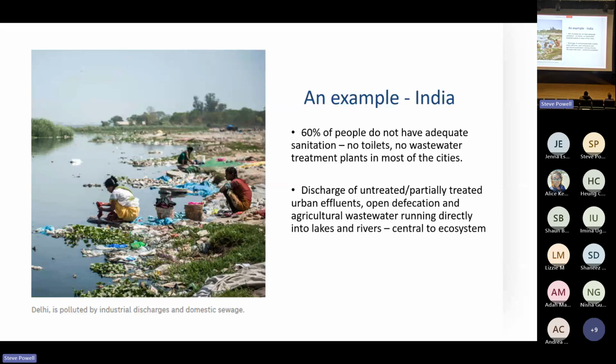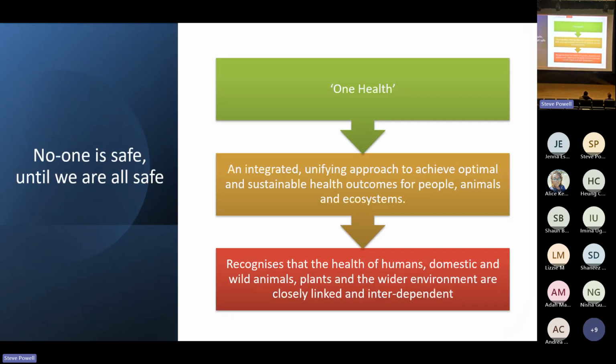A very sad example, and actually it is India, and a lot of the data does suggest that in many ways India is an epicenter for the issue of antimicrobial resistance, accepting that it is a worldwide problem and we're all in it together. 60% of people do not have adequate sanitation in India. I'm surprised by that, but in a way, maybe I'm not, and it's the most populous country on our planet. No toilets, no wastewater, and industrial effluent and sewage is just being funneled into these lakes and streams that people live by and live close to. You can imagine the result of that.